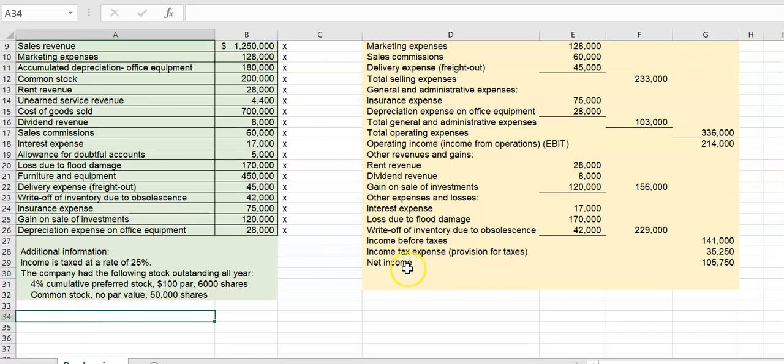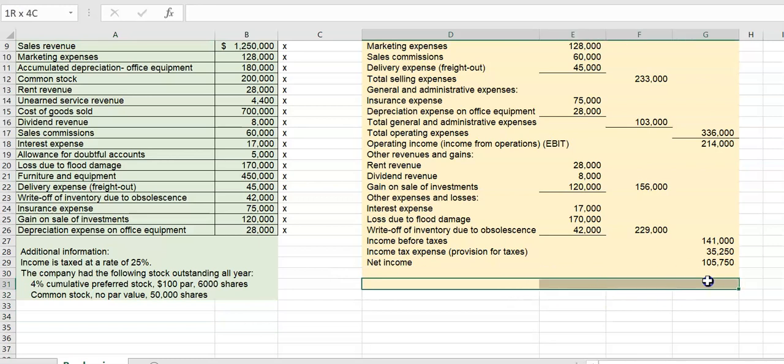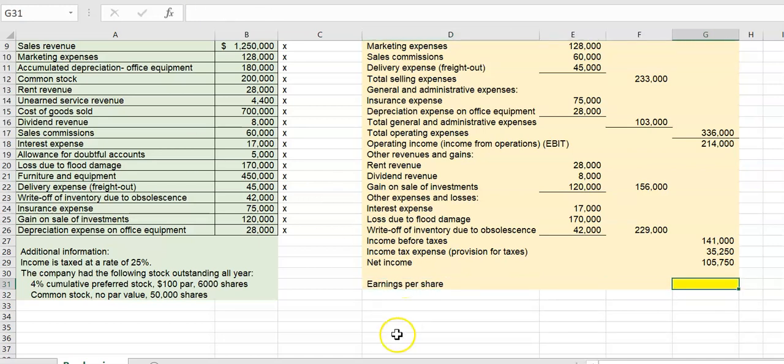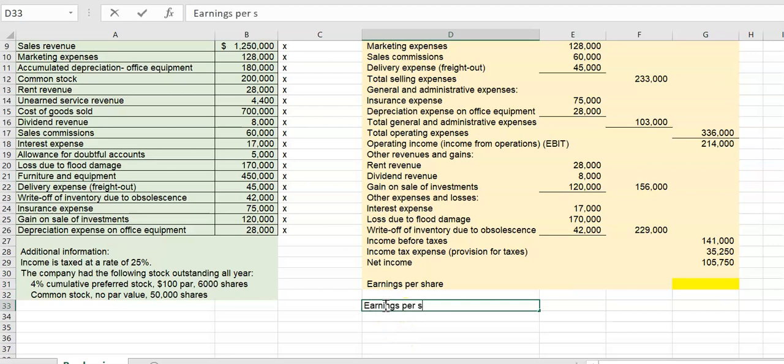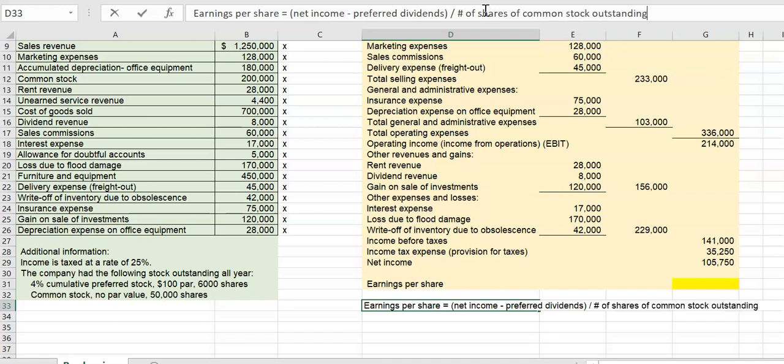We're going to use this to show the last item on an income statement. The last line will always be earnings per share. And remember from the video what earnings per share is. Earnings per share is equal to net income minus preferred dividends. And we take this whole field, this is the numerator, and divide it by the number of shares of common stock outstanding. It's the investor's way of saying, what's my piece of the company's performance this period?